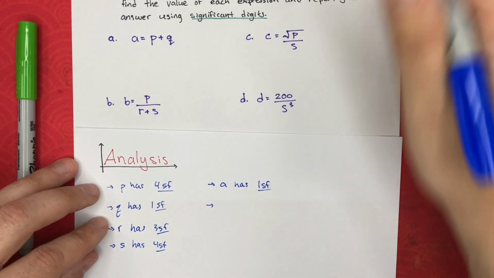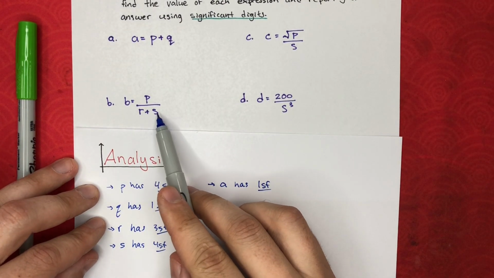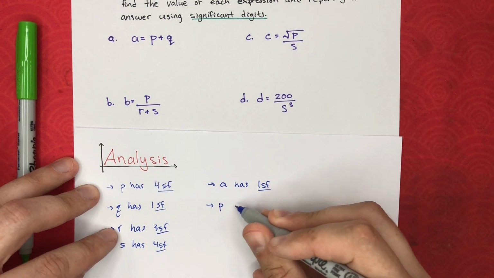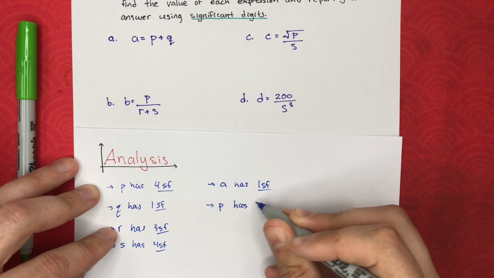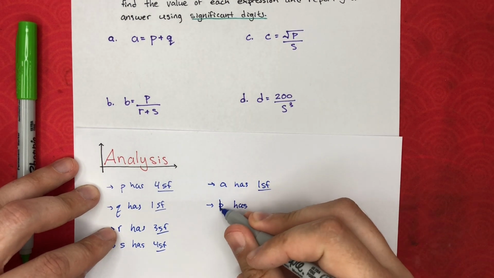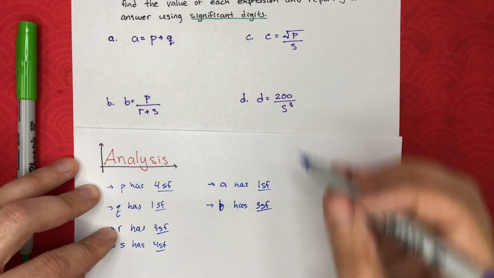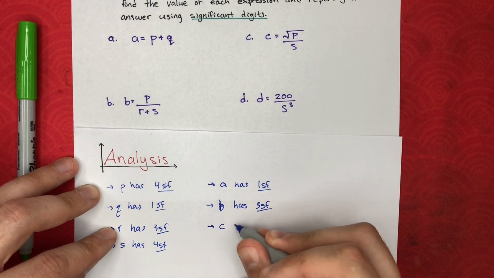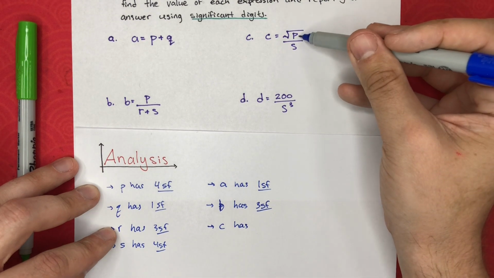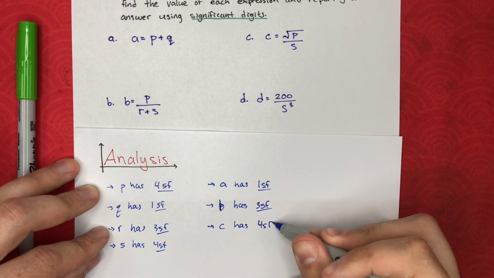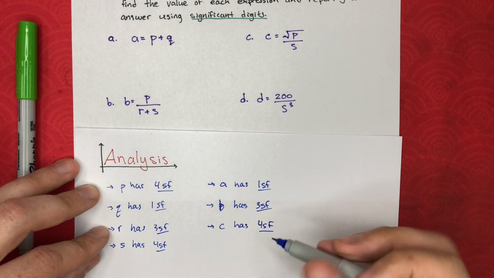For question B, we have P, R, and S. So P, R, and S, the lowest number of significant figures is R. Therefore, B will have 3 significant figures as well. Taking a look at question C, C has a P and an S in it, so we have a 4 and a 4. Therefore, C will have 4 significant figures.